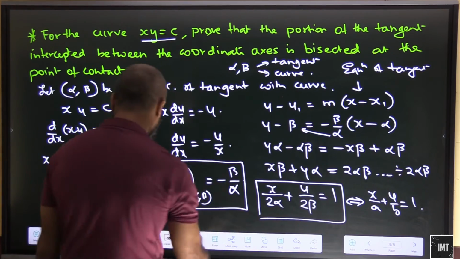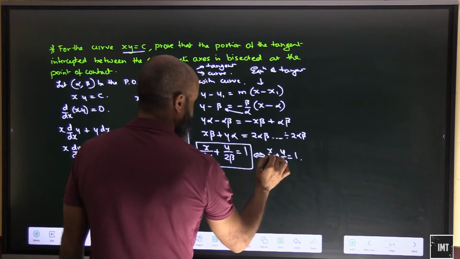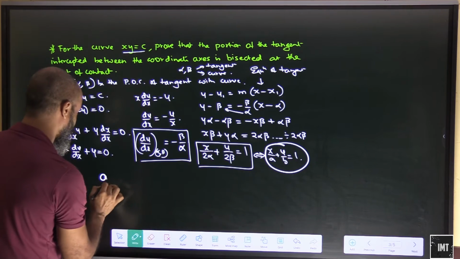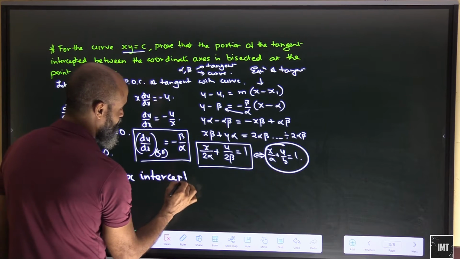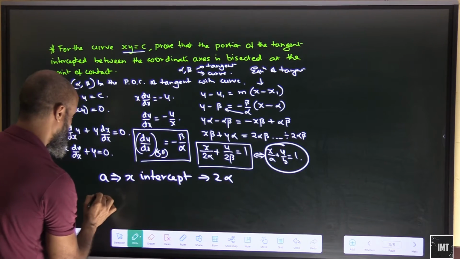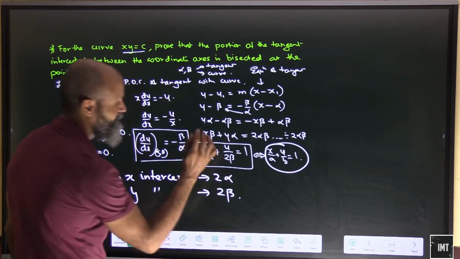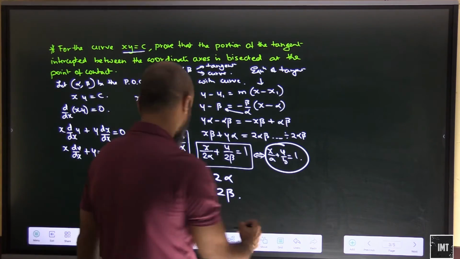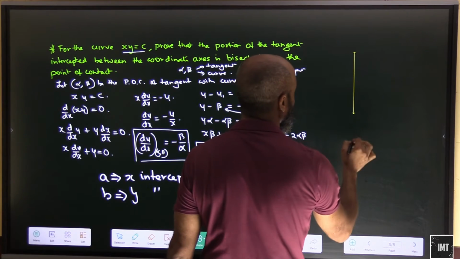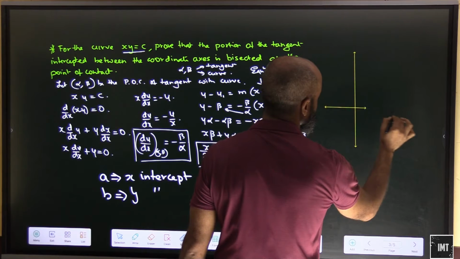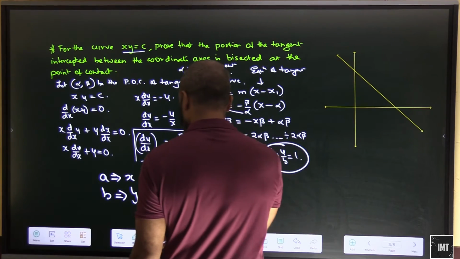Okay, and what are a and b here? a is basically the x intercept, and that is how much? 2 alpha. b is the y intercept, and that is how much? 2 beta. Okay, so obviously this is something like this. If we plot a graph, this will look something like this. This is basically the tangent that we are talking about. Let's say the curve is somewhere here.